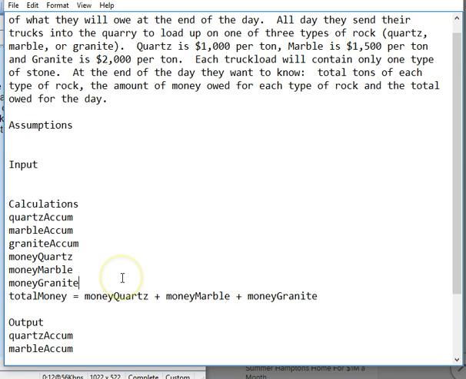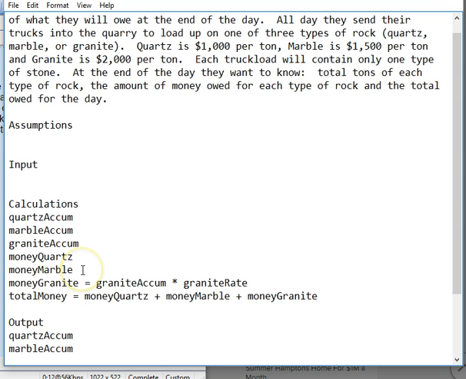So now I have to go down and figure out how I'm going to do the money for granite. That's going to be granite accum, which is the total weight of what we've moved, and I'm going to multiply that by the granite rate. All right, so that works out well.